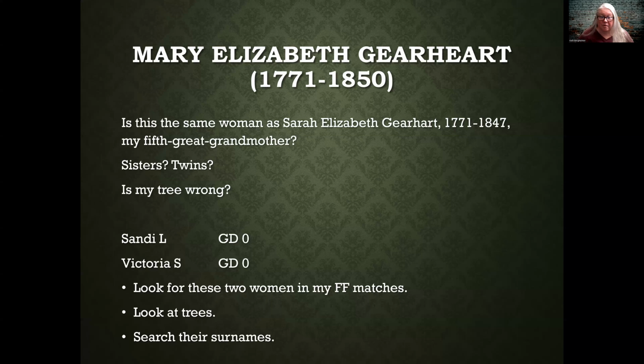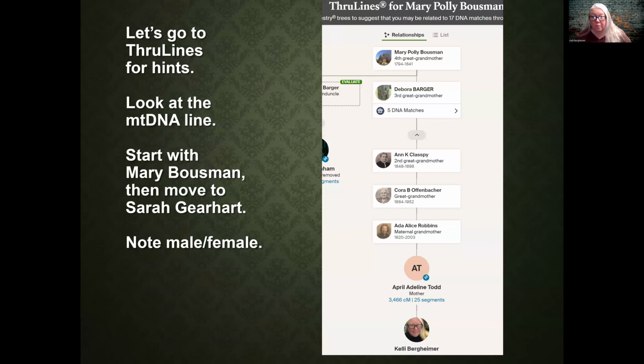So I look for a couple other matches who have Sarah Elizabeth Gearhart in their tree or Mary Elizabeth Gearhart. In this case, at Family Tree DNA, they all are saying that Mary Elizabeth is their ancestor. Sandy and Victoria both show a genetic distance of 0. Both of them have Mary Elizabeth Gearhart listed as their furthest back ancestor that they know of. So I'm going to look for these two women in my family finder matches. I'm going to look at trees. I'm going to search their surnames. And then I'm going to go to through lines.